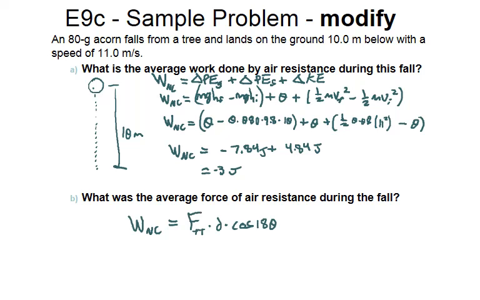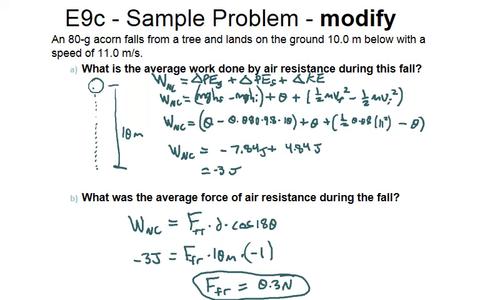And then to find the force, we know that the non-conservative work is the force of friction times displacement times cosine of 180. The motion is downward, right? The ball is moving downward, but the upward air resistance is fighting that, right? So 180 degrees, so cosine 180, and we get for friction 0.3 newtons.